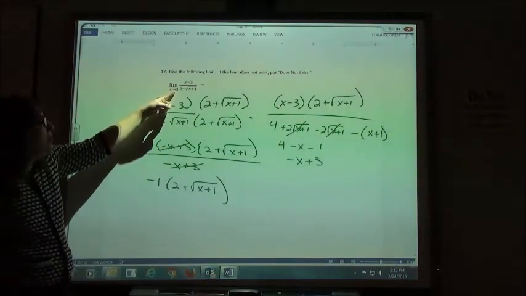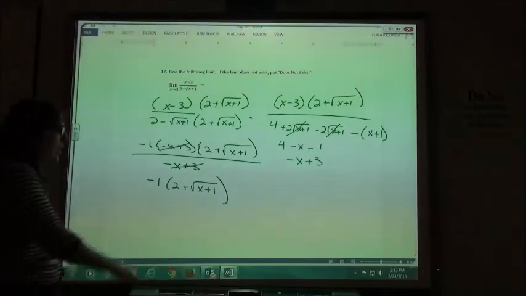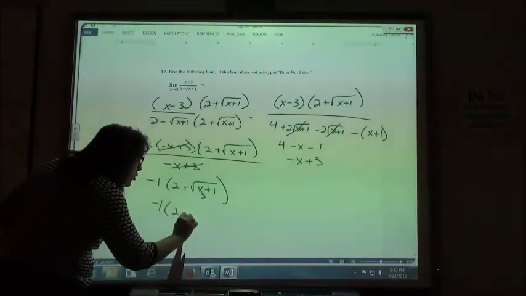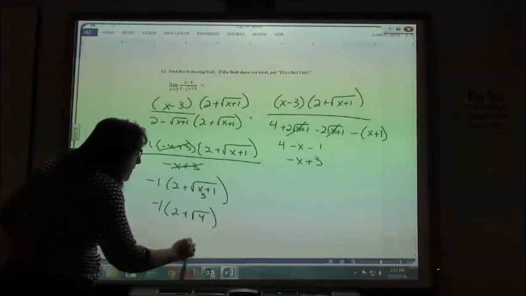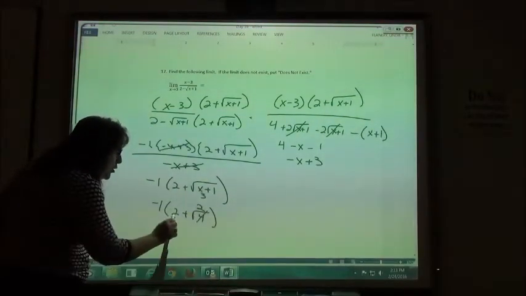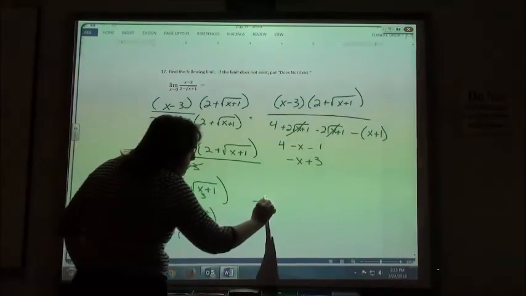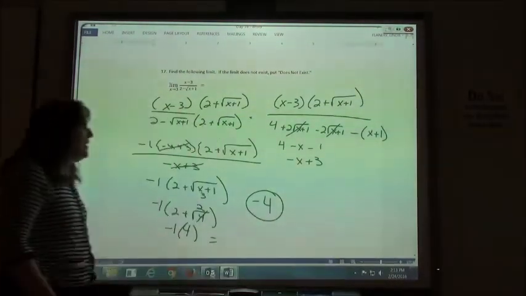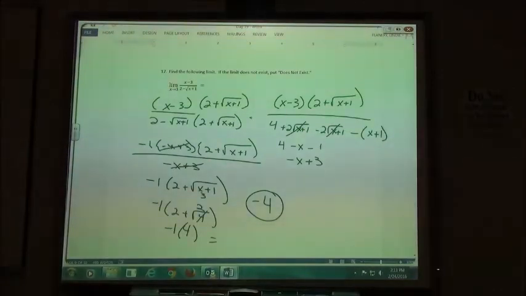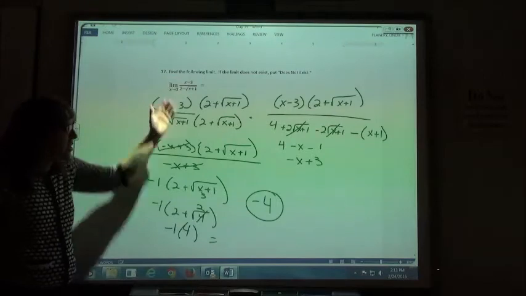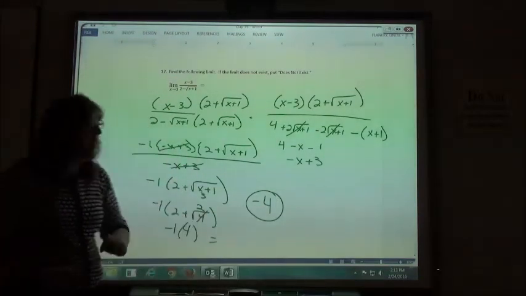I'm now going to evaluate it as x approaches 3. So I'm going to put 3 in for my x. Negative 1 times 2 plus the square root of 4. Square root of 4 is 2. 2 plus 2 is 4. Negative 1 times 4 gives me the limit of negative 4. So as x approaches 3, my expression is going to approach a limit of negative 4.